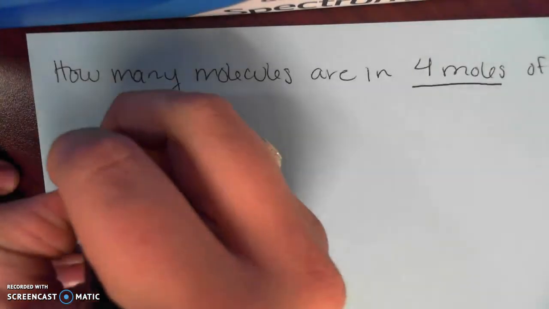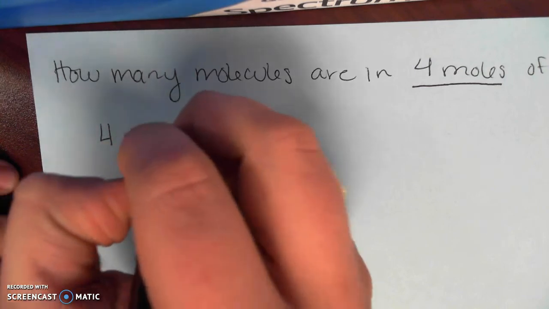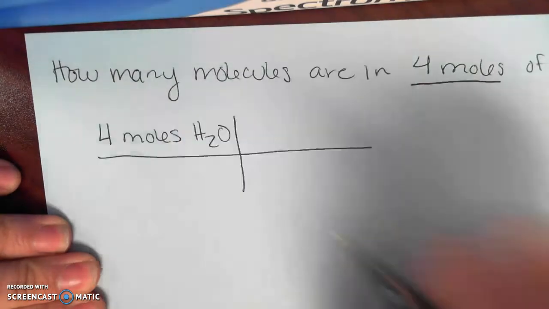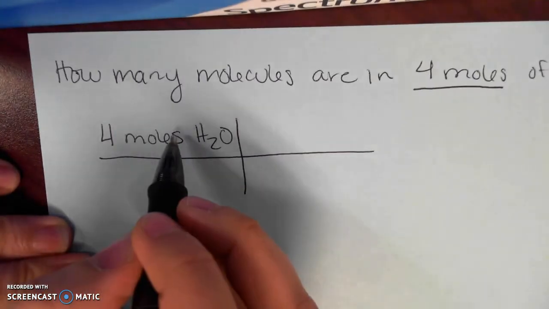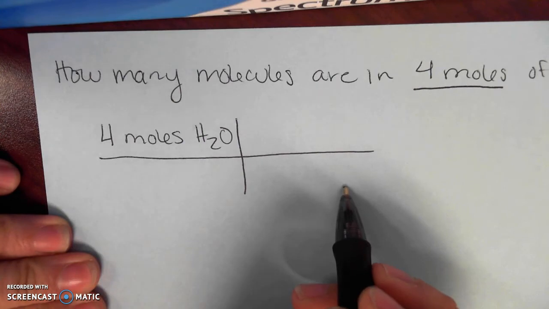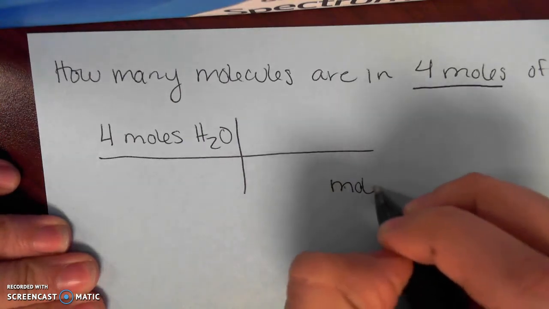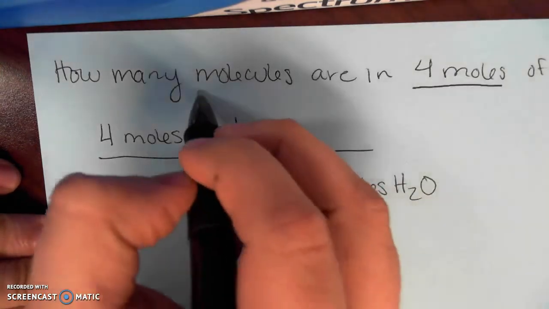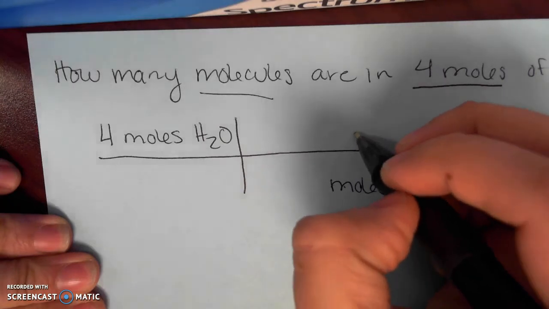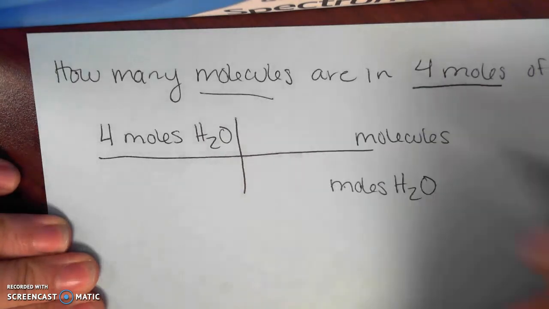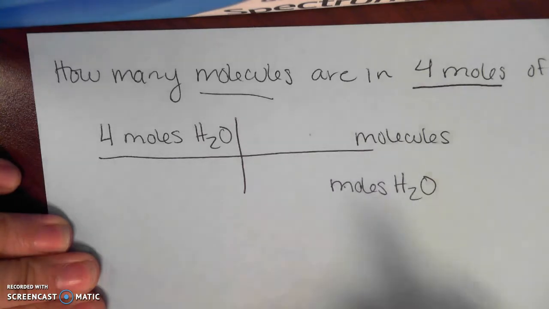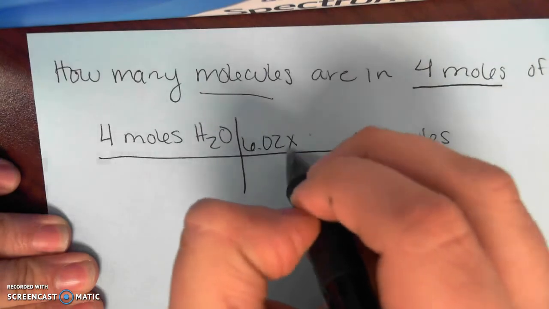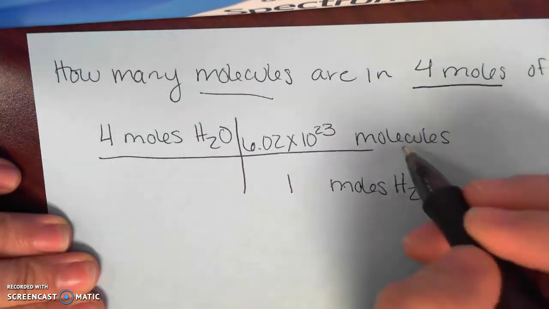So we'll say 4 moles of water, 4 moles of H2O, and we'll draw our train track. If we have moles of H2O on the top, what do we have to put down here in order to cancel it out? We're going to have moles of H2O here. We know that we're ending up looking for molecules, so we want to have molecules up here. What do we know about moles to molecules? Well, we know that every 1 mole is equal to 6.02 times 10 to the 23rd molecules.